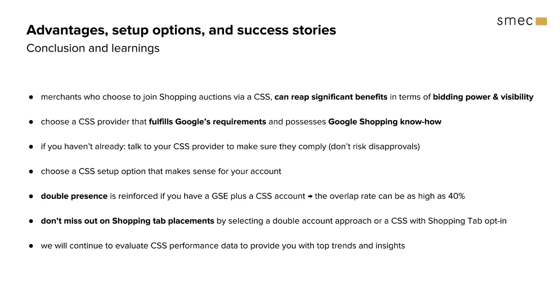And then choose a CSS setup option that makes sense for your account. Now, accounts are vast and very, very different. We have catalogs that have got 1.5 million products. We have catalogs with 800 products. We have competition that's intense in some categories, and in some countries it's not that intense. The point is to have an understanding of where you sit in the ecosystem of your country and your category, and obviously then make the decision about your CSS setup based on those two things.